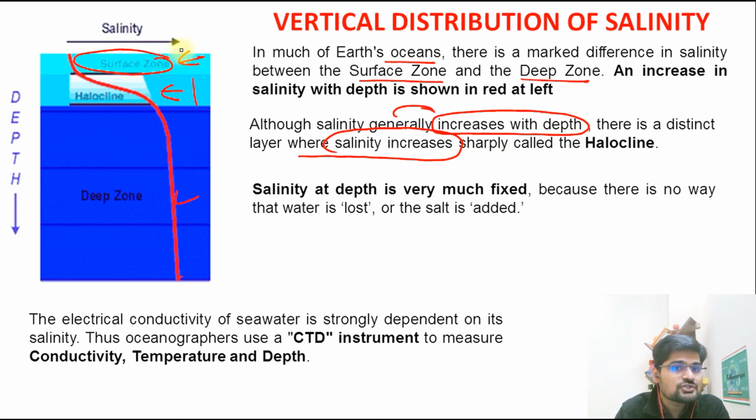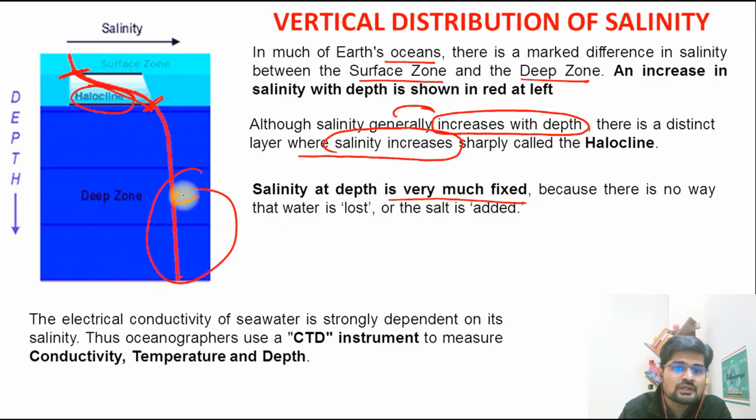Now where is this particular sharp zone? This is the zone, remember, 300 to 1000 meters. This sharp increase is called the halocline layer, right? So salinity at a depth is very much fixed. Now remember, in the deeper zone, if you observe, salinity values are almost vertical here.